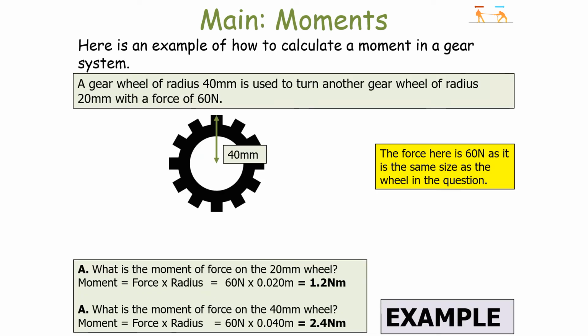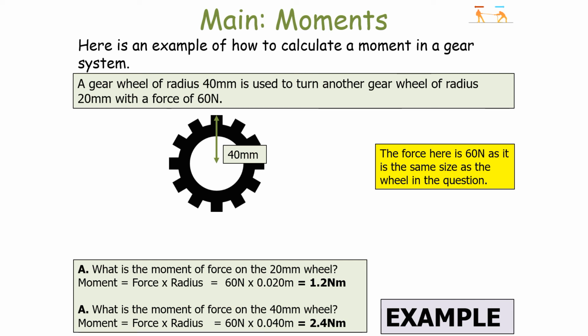So let's look at an example of this. A gear wheel of radius 40 millimeters is used to turn another gear wheel of radius 20 millimeters with a force of 60 Newtons. So what's the moment of force on the 20 millimeter wheel? Moment is force times radius, so you would work it out to be 1.2 Newton meters. But how can we work out the moment of the force on the 40 millimeter wheel? Well, if there's a 60 Newton force on the smaller wheel, there'll be a 60 Newton force on the larger wheel because force is constant. So you now multiply that force by the radius of the wheel, and it's now 2.4 Newton meters.